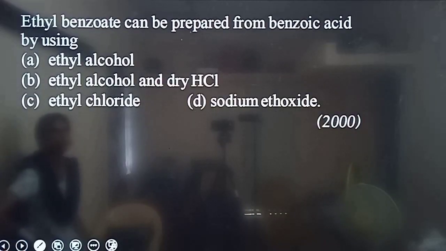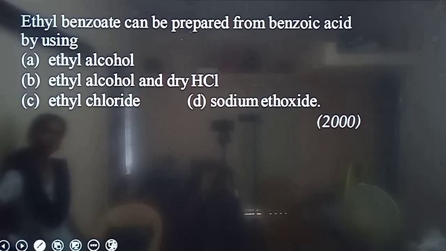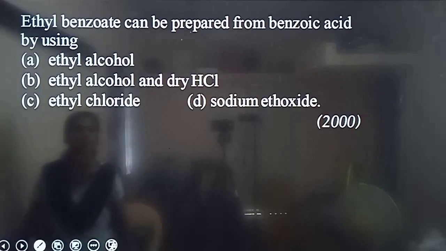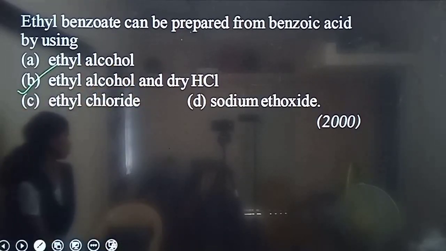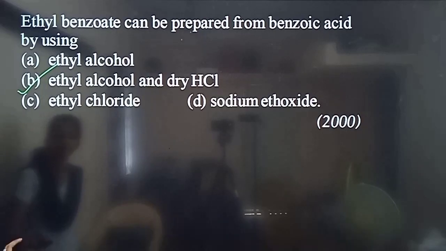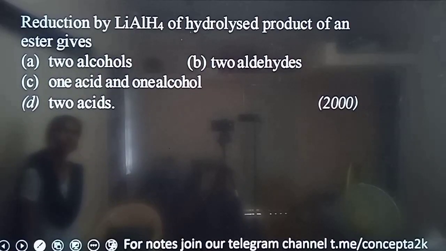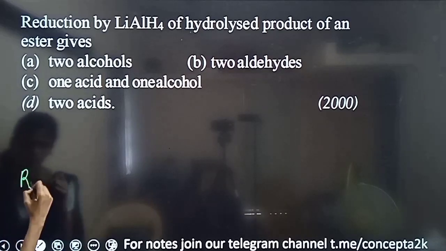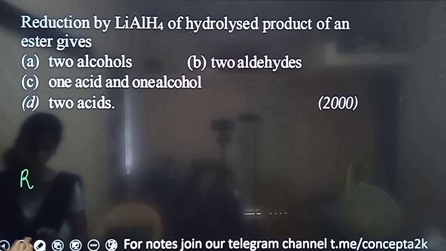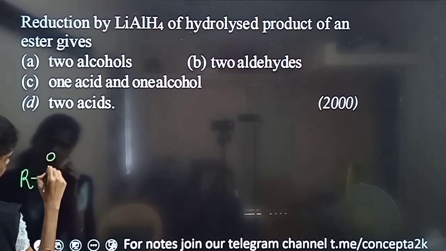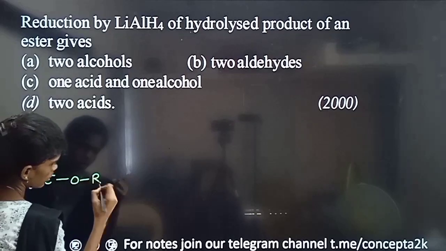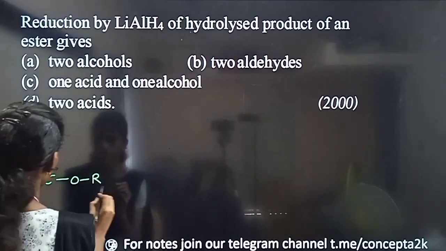Ethyl benzoate can be prepared from benzoic acid by using ethyl alcohol and HCl. Reduction by LiAlH4 of hydrolyzed product of an ester gives. Okay. So it is an ester hydrolyzed product.